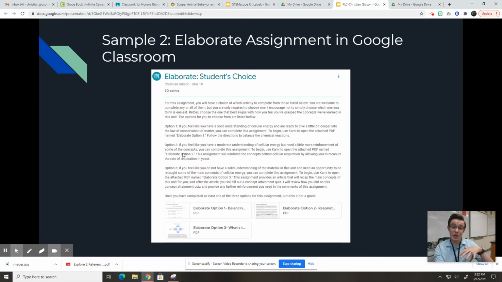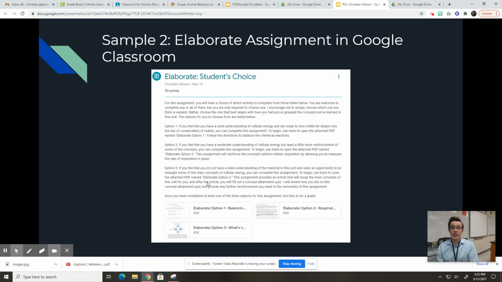If they feel like they have a moderate understanding of the content and just need a little more reinforcement, but are still ready to dive a little bit deeper, then this option is going to basically let them measure the rate of respiration for yeast based on temperature. It's just an assignment that's going to reinforce those ideas while diving a little bit deeper, not quite as deep as if they felt like they had a strong understanding, but they still get that concept expounded upon.